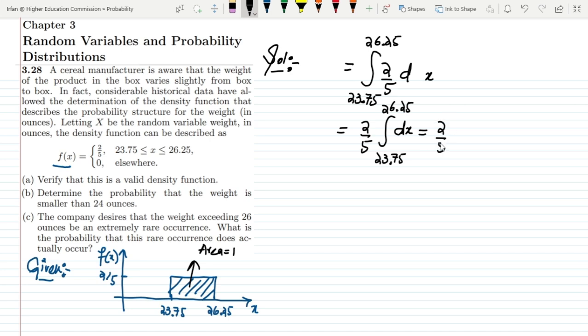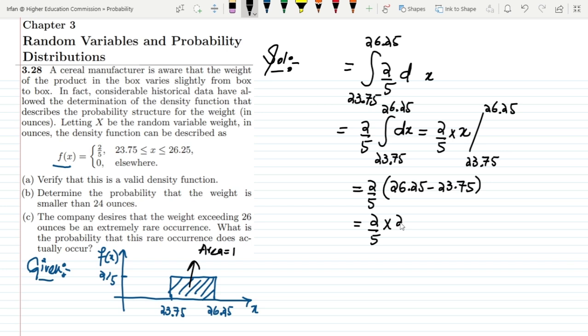From it I will get 2 by 5 multiplied by x, and this will be the range from 23.75, and the higher range is 26.25. Okay, so now let me write these ranges here, and here we will get 2 by 5, and the ranges of x will be 26.25 minus 23.75. Subtracting, what will I get here? I will get 2 by 5 multiplied by 2.5.